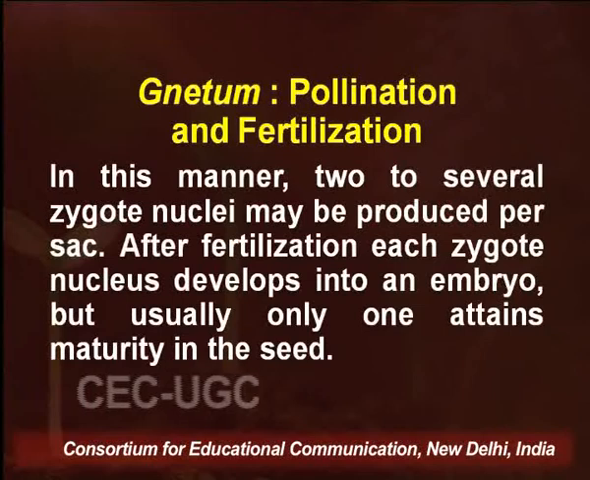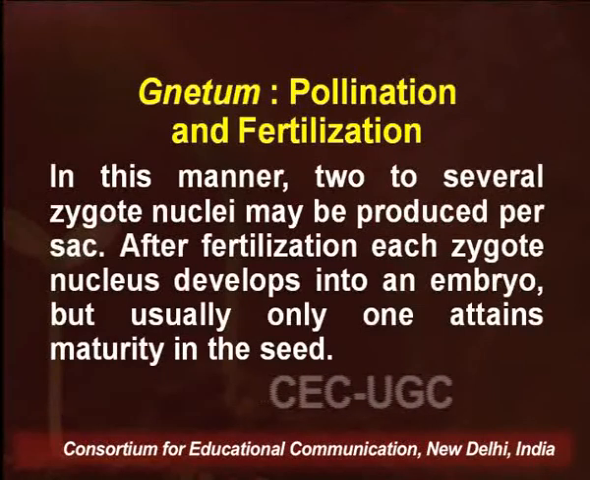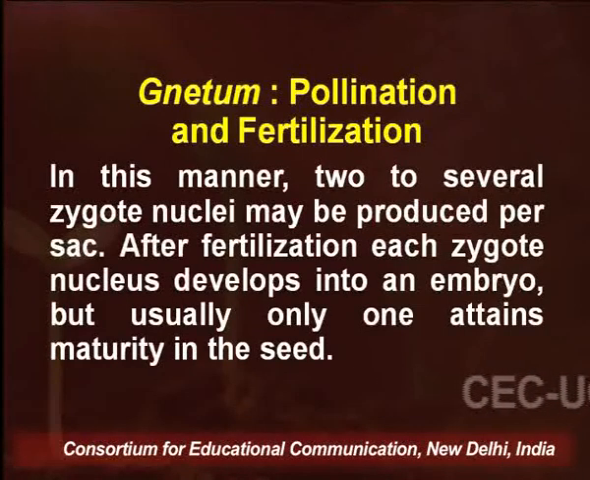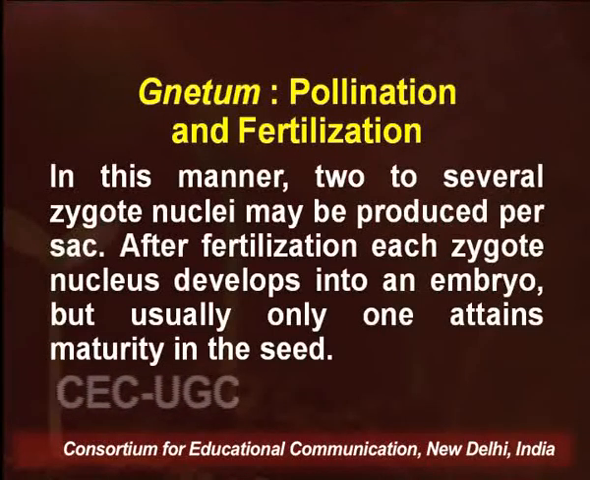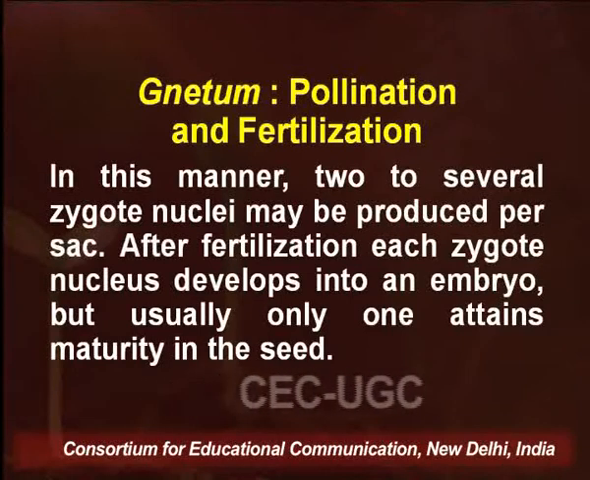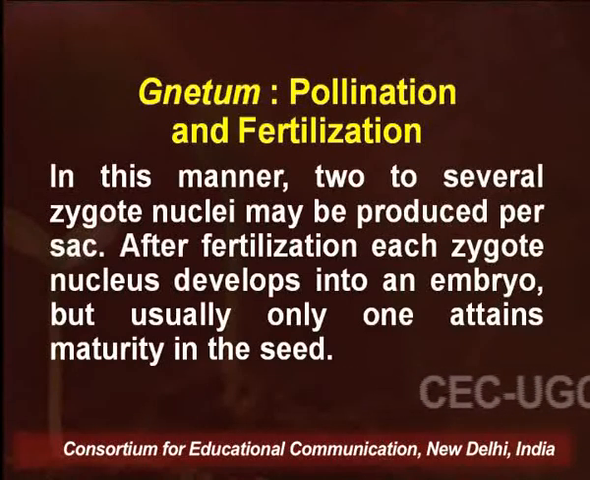As stated earlier, the spermatogenous cell forms two equal non-motile male cells. Since both the male gametes are functional, they can fertilize two eggs simultaneously lying adjacent to each other. In this manner, two or several zygote nuclei may be produced per sac. After fertilization, each zygote nucleus develops into an embryo, but usually only one attains maturity in the end.